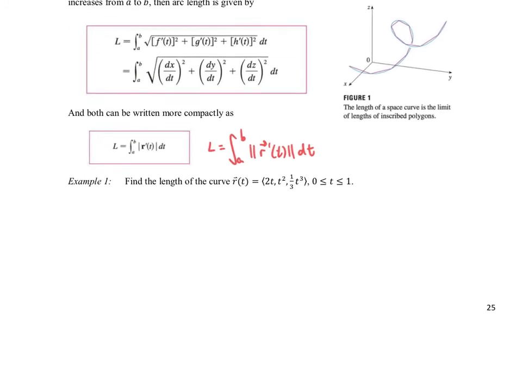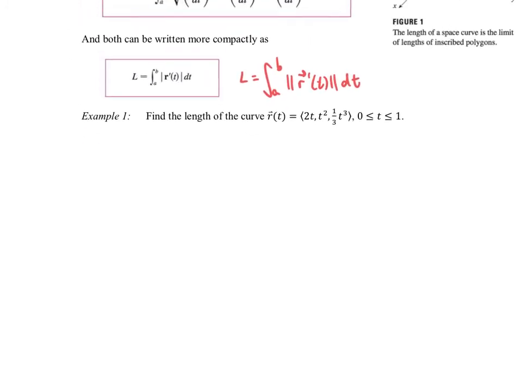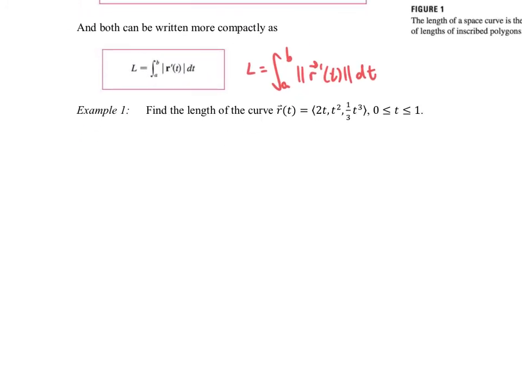So let's go ahead and try one. We have example one, which is the length of the curve r of t when t goes from 0 to 1. Our very first step is to find the derivative of r, which is 2, then 2t, and t squared. That's r prime. We're going to find the magnitude of that.